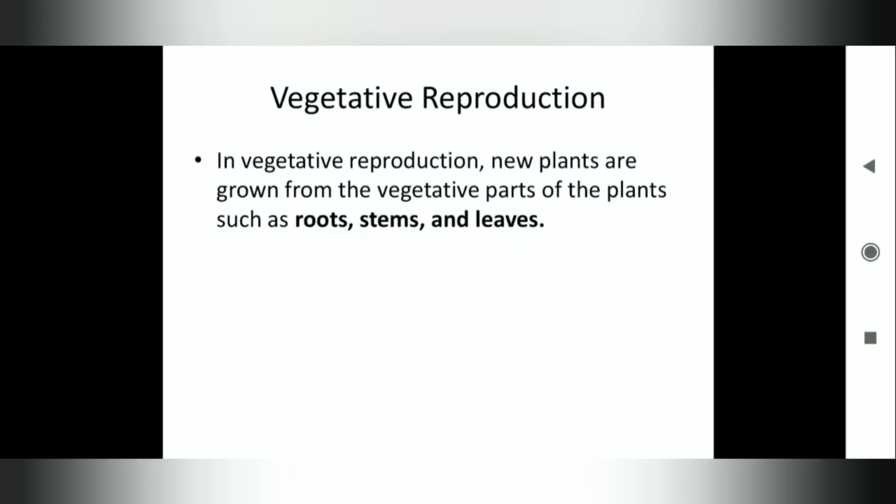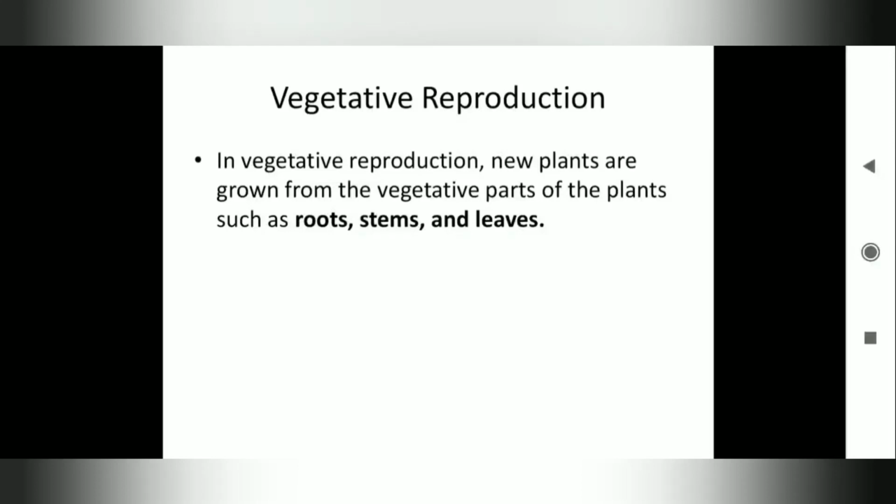Now we will come to the next topic, that is vegetative reproduction. In vegetative reproduction, new plants are grown from vegetative parts of the plant, such as roots, stems, and leaves.